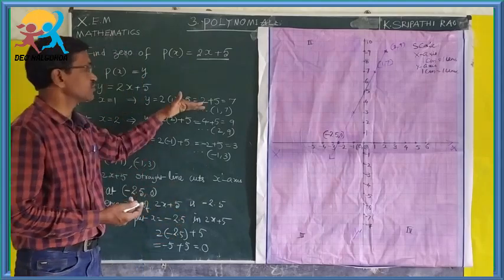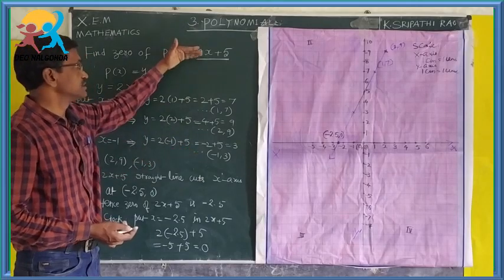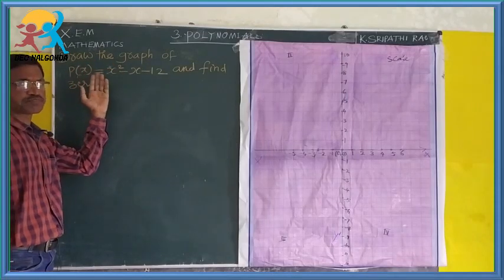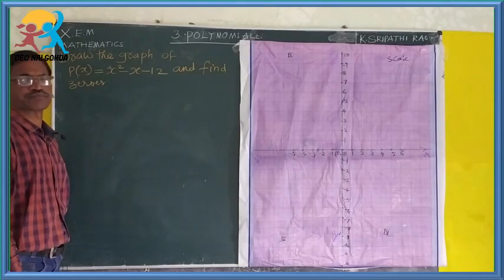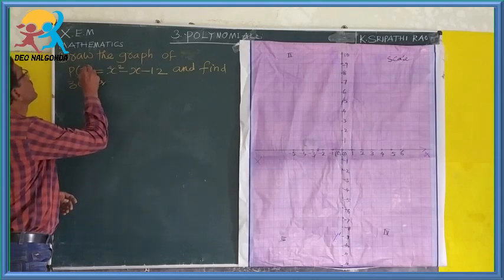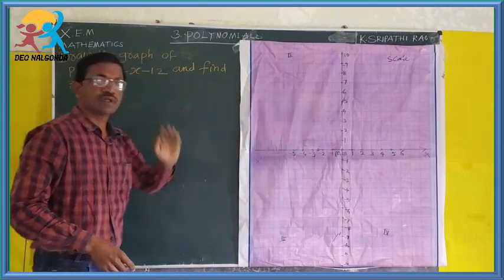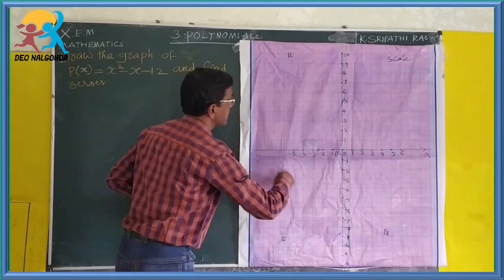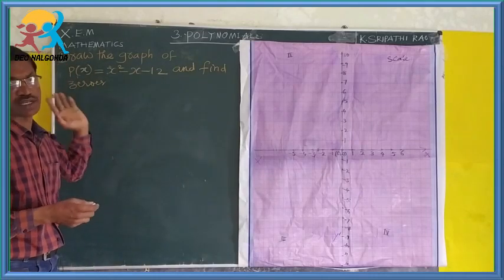At least you have to find 2 coordinates of the points to find the zero of this polynomial. Let us find the zeros of this polynomial p of x is equal to x square minus x minus 12 by using the graph. How to find using the graph? Let us find some coordinates of the points and plot them on the graph, and let us find where the graph intersects the x axis. Those points give the zeros of this polynomial.